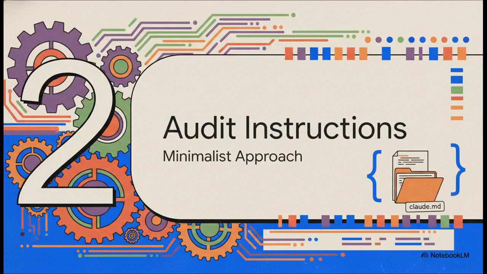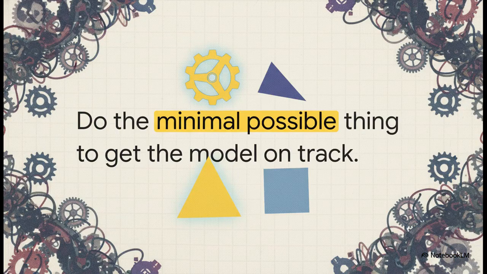Moving right along to section 2, audit your Claude instructions using the minimalist approach. So once our plan is rock solid, we really need to look at our ongoing instructions, specifically your claude.md file. Think of this as a permanent cheat sheet for your AI assistant. Now, almost everyone over-engineers this thing. We all kind of assume that throwing more instructions at it equals better results. But the counterintuitive truth here is that you really just need to do the minimal possible thing to get the model on track. Massive instruction files actually confuse the AI. It starts ignoring the genuinely critical rules, so you've got to keep your rules extremely lean.